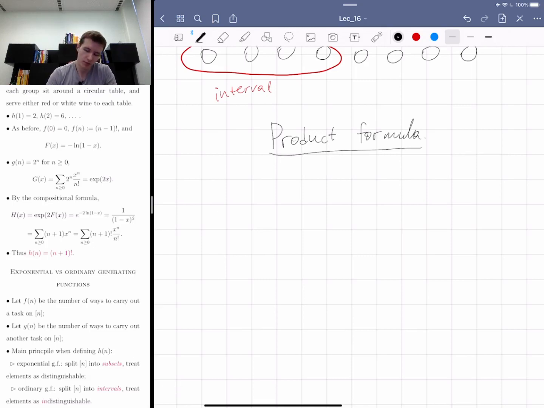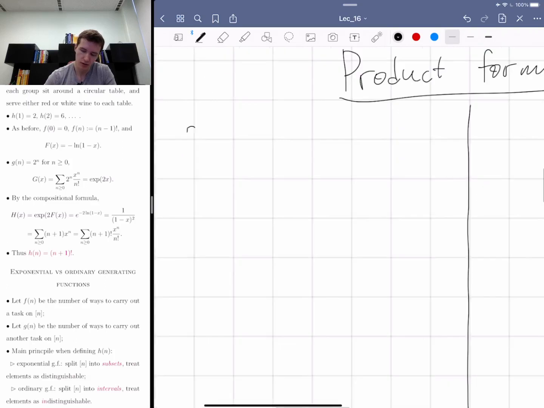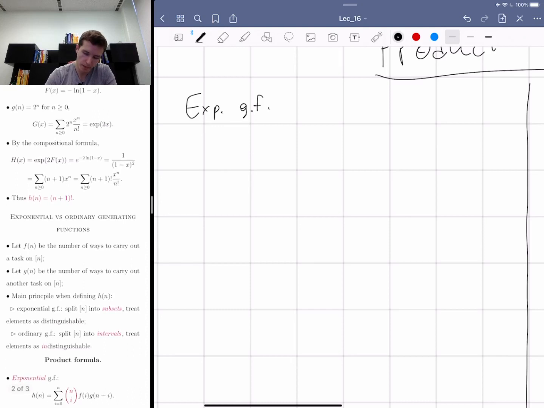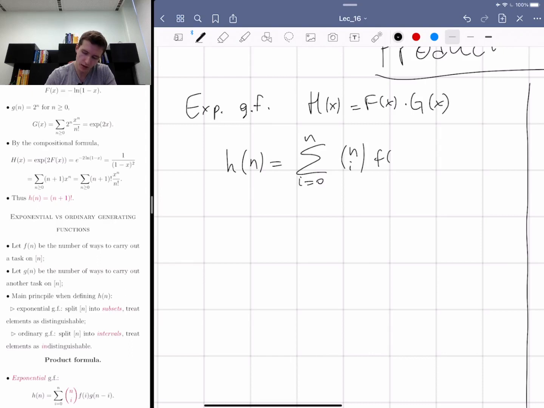Okay, for the exponential generating function, the product formula looked as follows. If you multiply h of x is equal to f of x times g of x for the exponential generating functions, then the coefficients were going to be given by the sum over I of n choose I times f of I times g of n minus I.